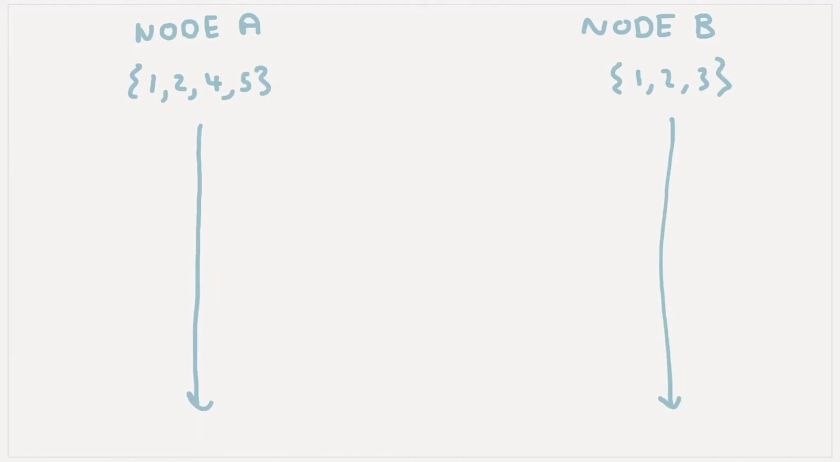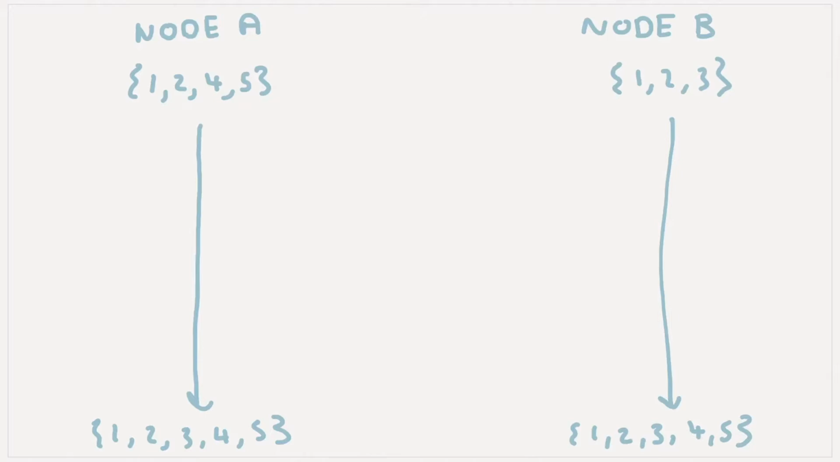So let's take a look at the problem that this paper is trying to solve. Imagine that we have two nodes. We've got node A and node B. Node A has the set of elements 1, 2, 4, and 5, and node B has the set of elements 1, 2, and 3. Once the algorithm is complete, we would like both node A and node B to have the set 1 to 5.